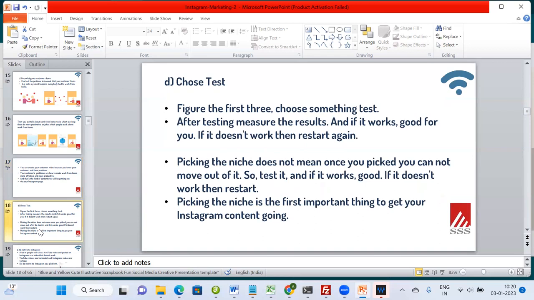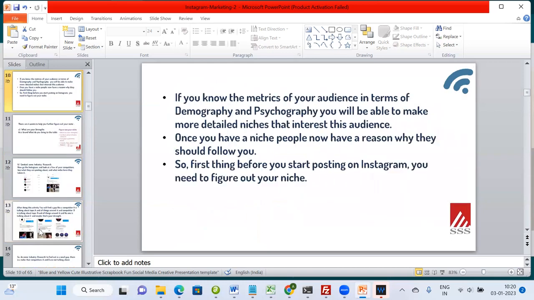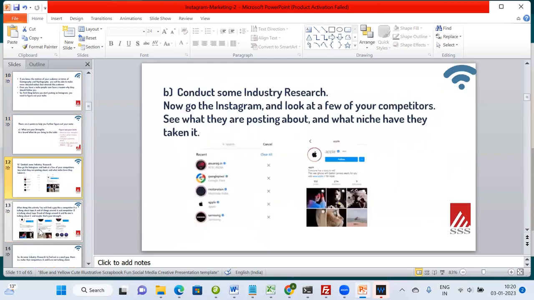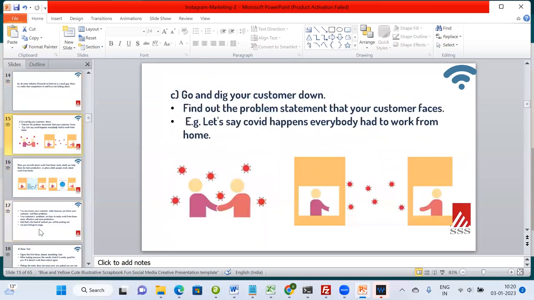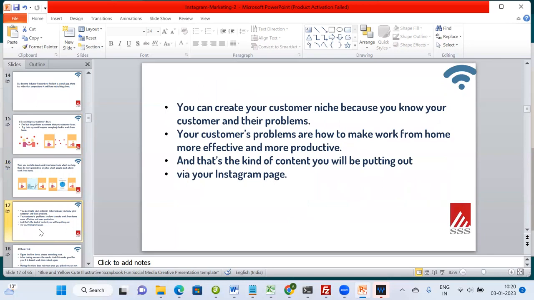Next is choose, test. Figure out the first three, choose something, test. After testing, measure the result, and if it works, good for you. If it doesn't work, then restart again. So these are the four things, ABC, that we have discussed. We have discussed the strength, then we conduct industry research, then we try to understand customers' problems, and then accordingly we can plan some content.